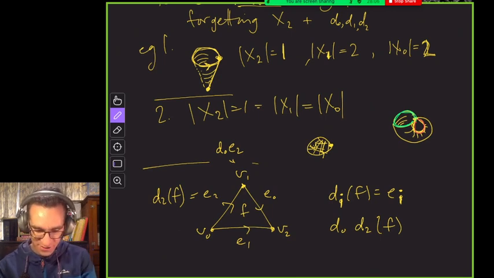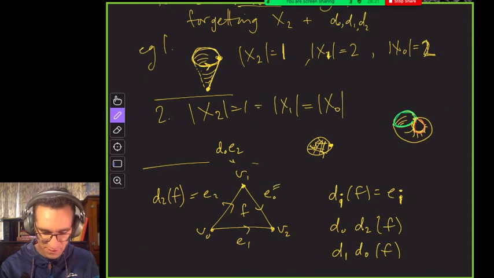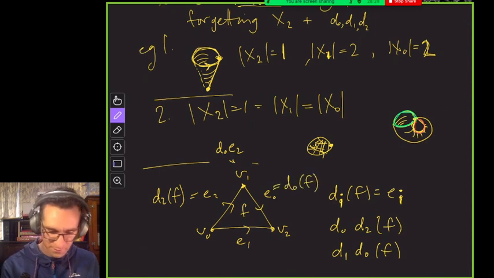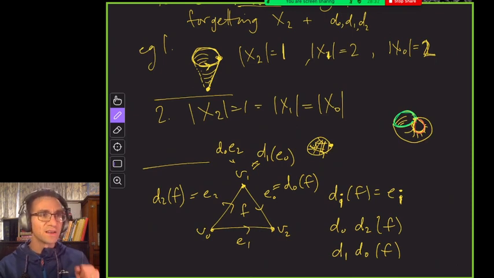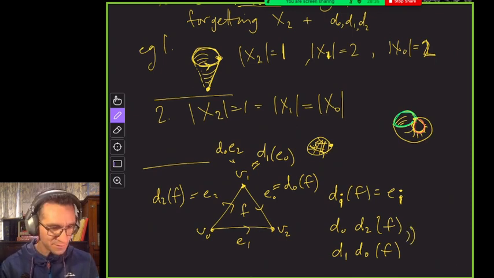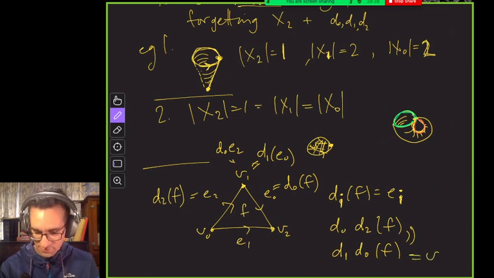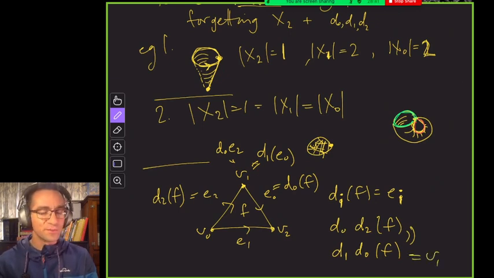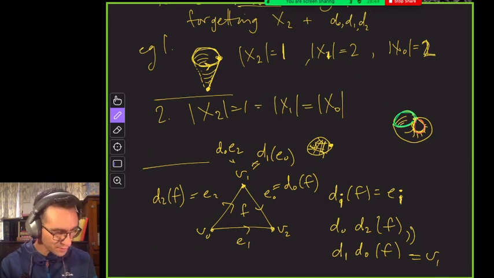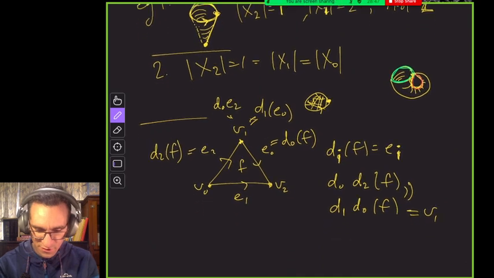All right, but now let's check. That should be the same as, well, let's take D1 of D0 of F. So E0 is D0 of F, and V1 is also D1 of E0. And that's the identity we had earlier. And these are equal. So you can go away and play with these sort of combinatorial things. All right, so let's have another example. Slightly more interesting than a single triangle.